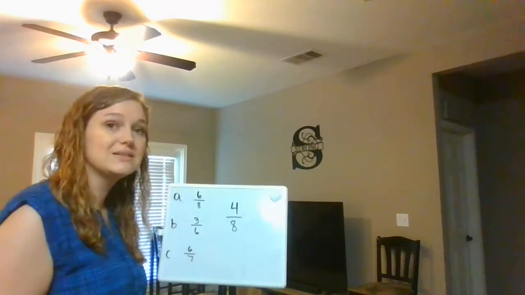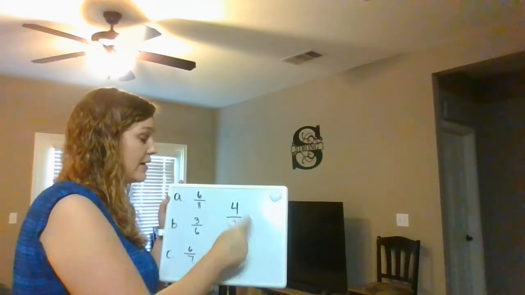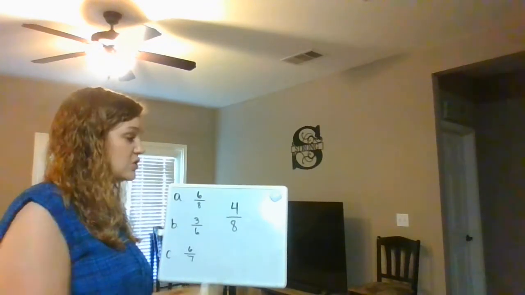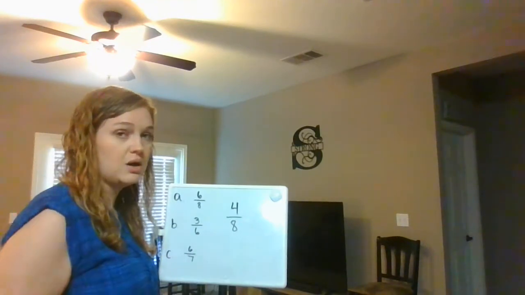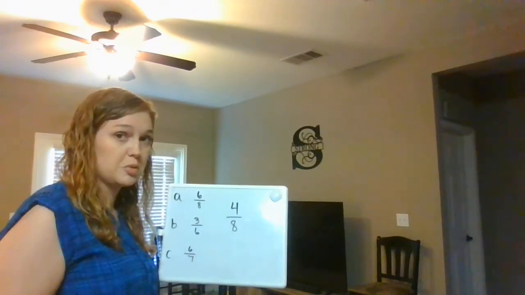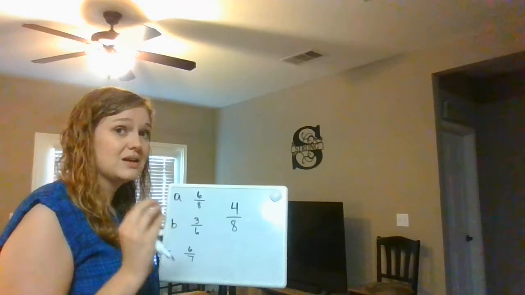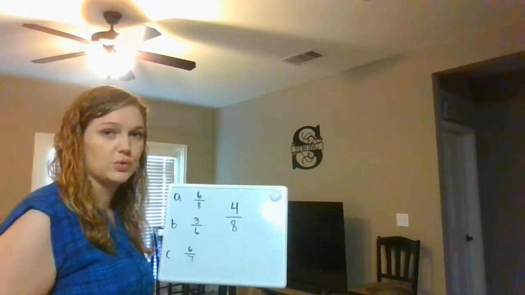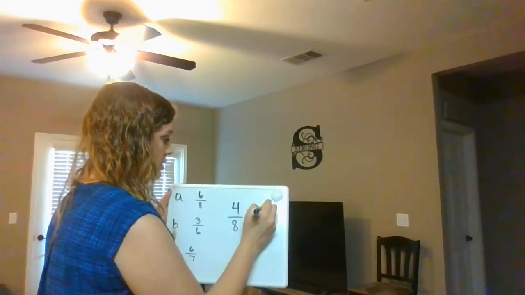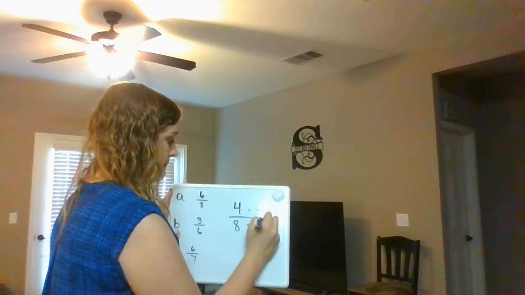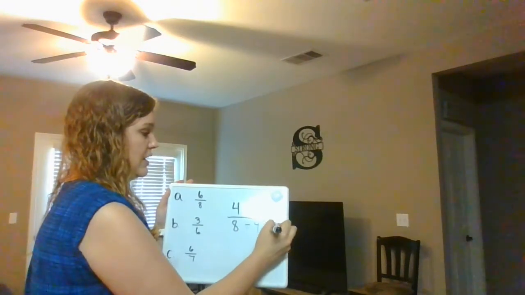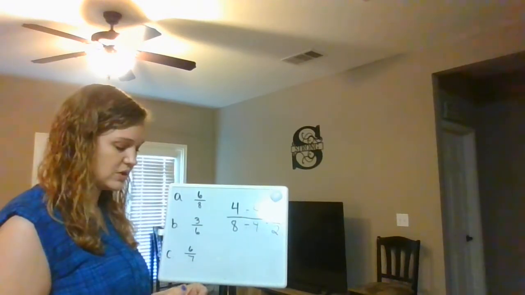So the best way to do this is think, what numbers are both 4 and 8 divisible by? And if there's more than one, you pick the biggest one. So 4 and 8 are both divisible by 2, like we saw, but that didn't get it to its simplest form. They're actually both divisible by 4 as well, and that's the greatest common factor between these two numbers. So I can do 4 divided by 4 is 1, 8 divided by 4 is 2. And I get to 1/2 much quicker that way by using the greatest common factor.